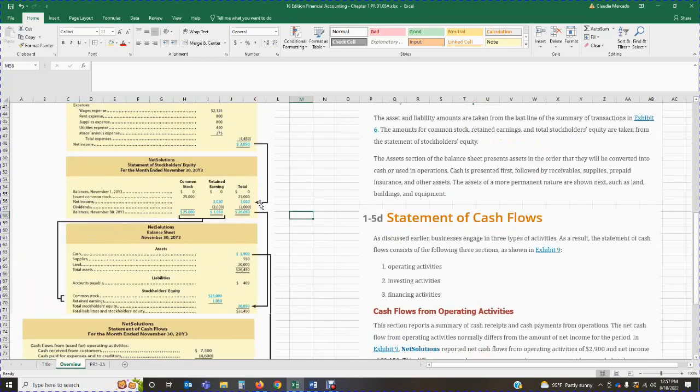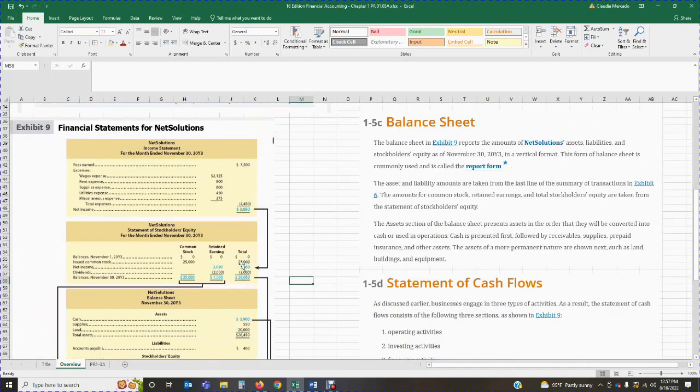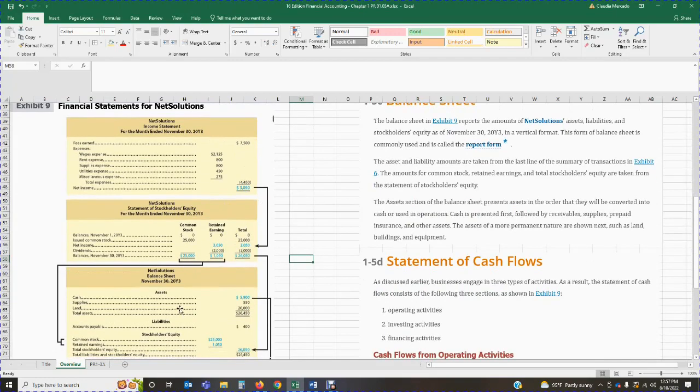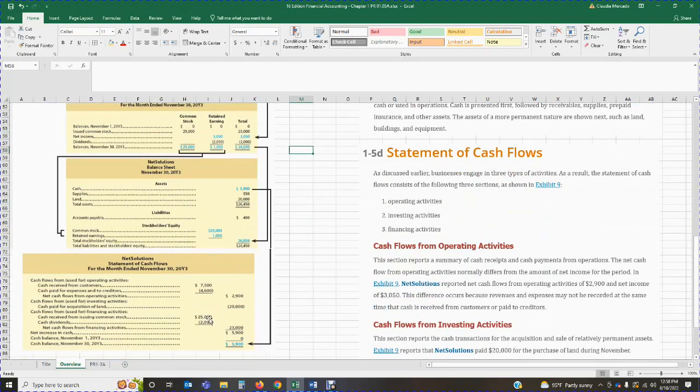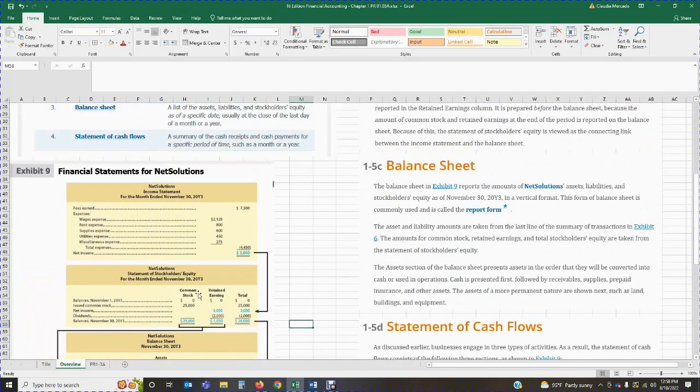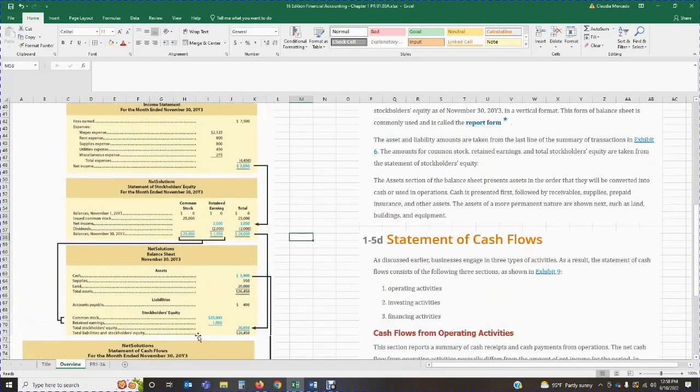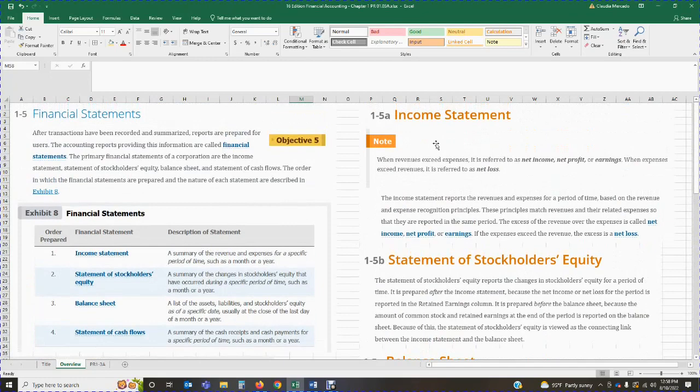So as you can see, the information from income statement flows to the statement of stockholders' equity. Information from stockholders' equity flows into the balance sheet, and information on the balance sheet flows into your statement of cash flows, okay? And we are going to go slowly right now through the process of preparing the 4 financial statements, okay? So, income statement, like we stated, it's the simplest of all the financial statements. It's basically where we calculate our net income, our profit, or our earnings, okay?